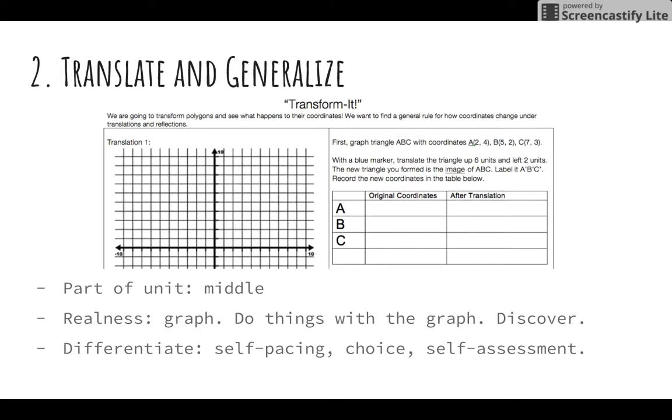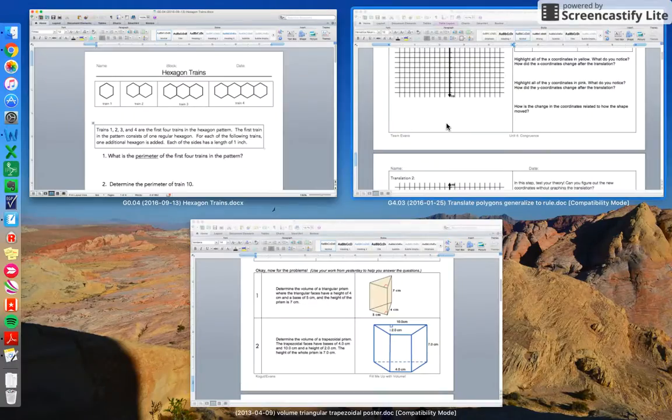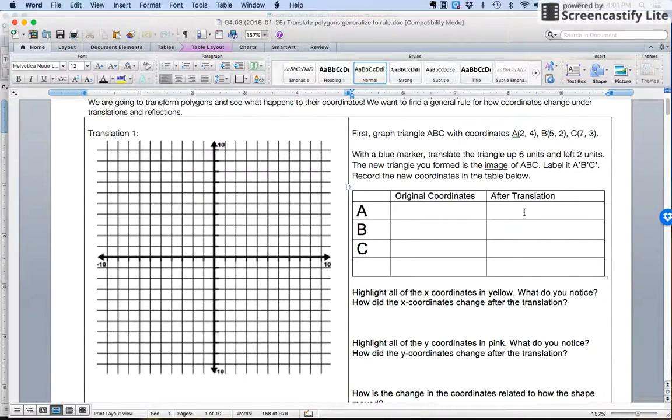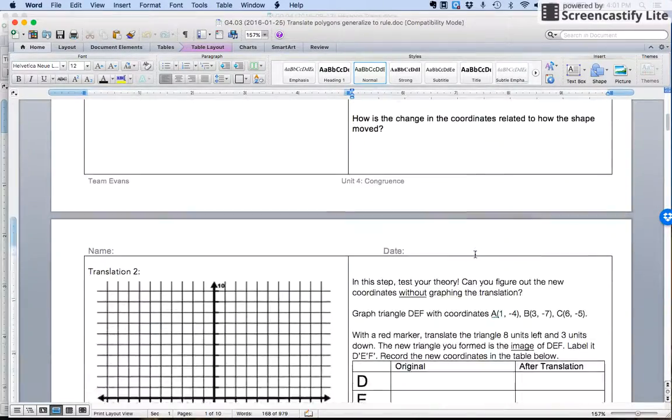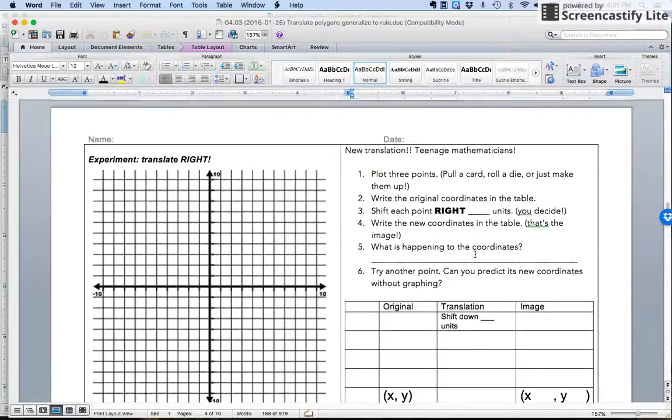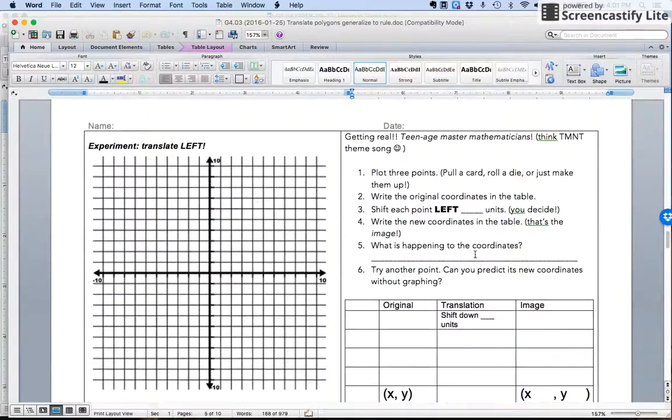What I think makes this task feel real is that students are graphing, and that feels real-ish to me. Then they had to do things with that graph and try to discover a rule. So they started with graphing a triangle, then had to translate it, look at the coordinates, notice what was happening, and eventually get to writing that as an algebraic rule.